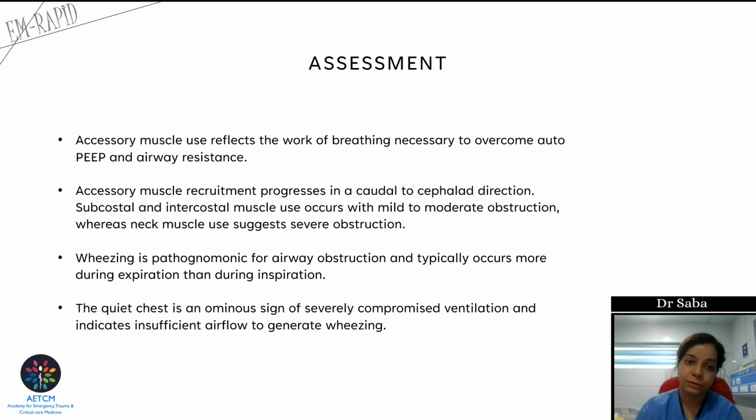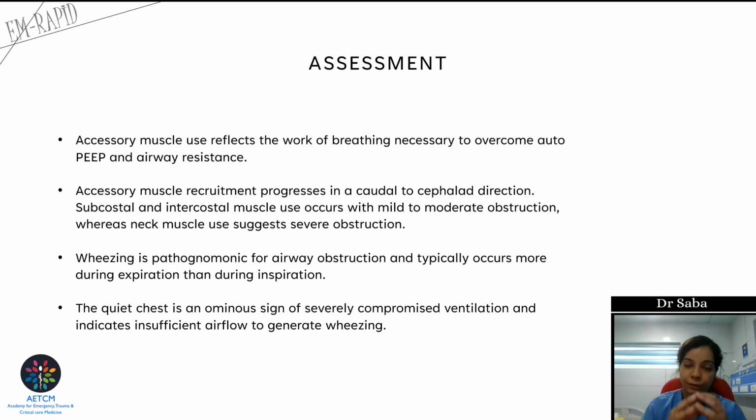Accessory muscle use also reflects the work of breathing, which is necessary in order to overcome the auto-PEEP and airway resistance. Meaning, because of increased bronchospasm, increased airway resistance occurs, and because of this there will be air trapping. Air trapping will cause hyperinflation of alveoli, and that itself will cause auto-PEEP. Auto-PEEP means positive end expiratory pressure. It is the minimum pressure that is required in order to prevent collapse of the alveoli.